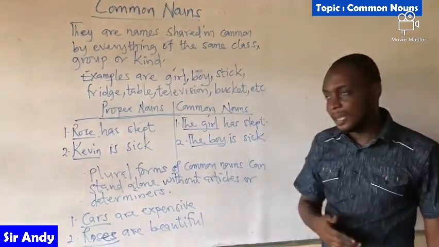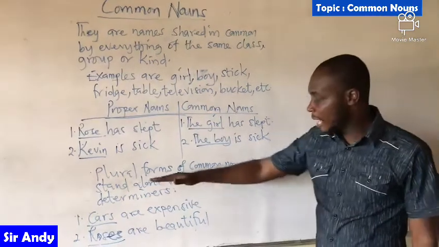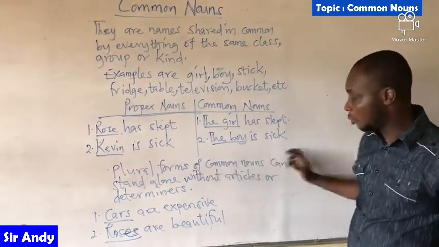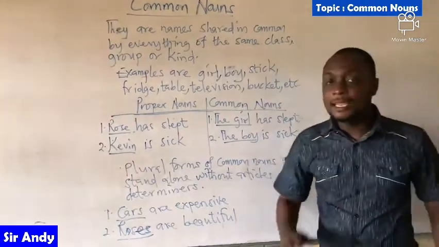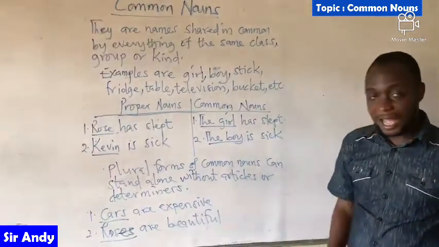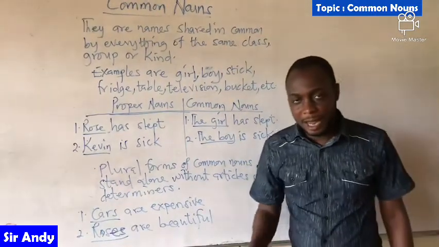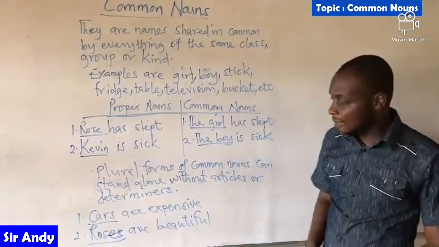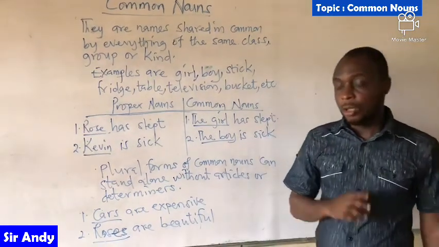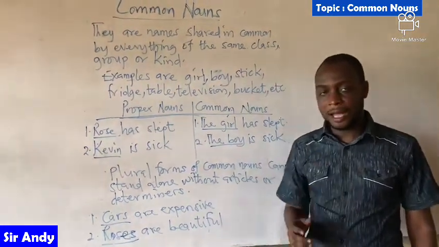However, as I said early on, when they are plural, plural forms of common nouns can stand alone, without articles or determinants. And therefore, we can have examples like "Cars are expensive." That is admissible or accepted.